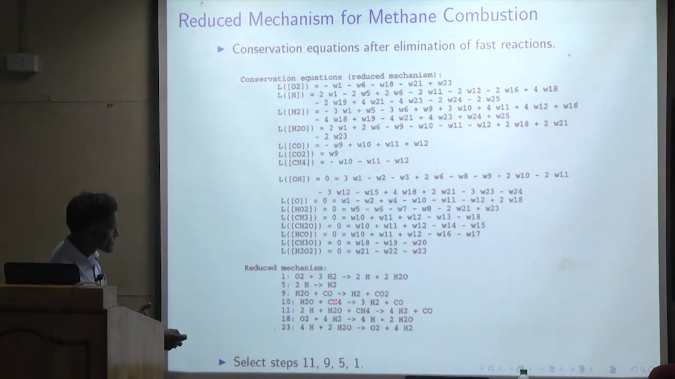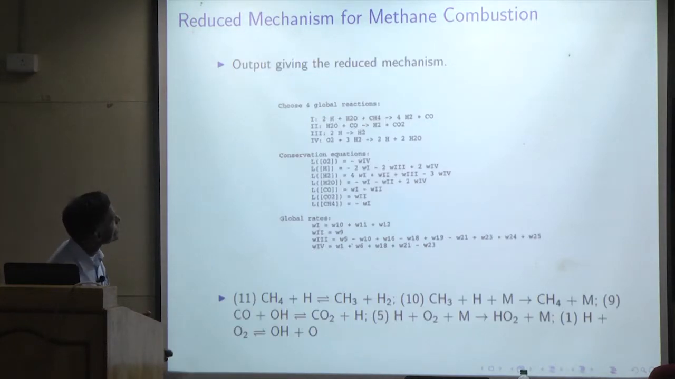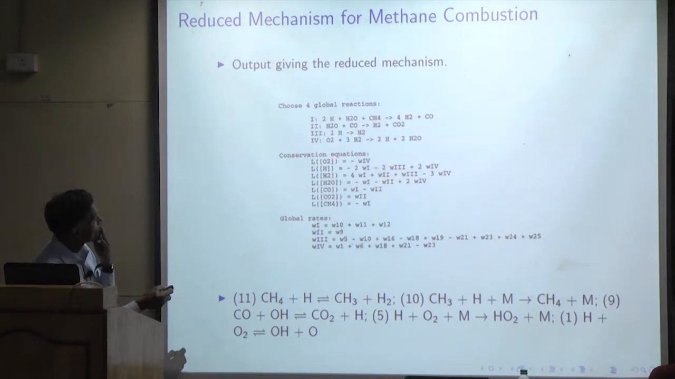So this appears to be more physically reasonable. So you take that, okay? That is the chain branching reaction, chain termination reaction, and this is like the carbon monoxide oxidation. So I select 1, 5, 9, and 11, okay? All right? So once you do that, I selected that, okay? It tells you what the reaction rates are, okay?